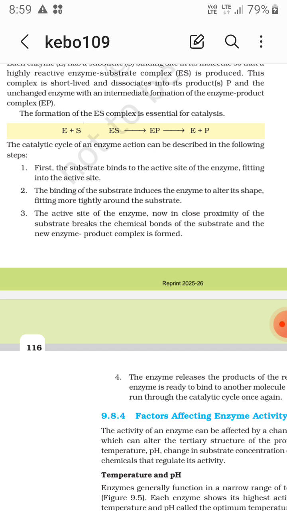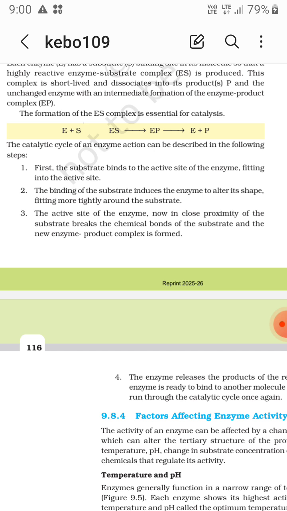The enzyme alters its shape so that it fits more tightly around the substrate. So the substrate induces all this, but the enzyme shows more tightness after the induction by the substrate.